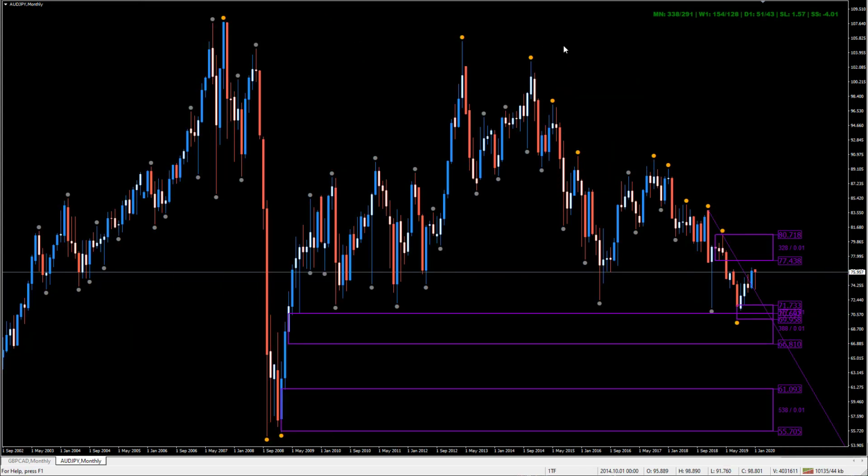And also, we are reacting at a monthly demand. So we have two reasons not to begin to sell. Again, number one, market structure has failed, so that's confirming something down here is demand, and we're also reacting at monthly demand. So probably for a period, into the coming weeks, we have an upward bias for the time being.